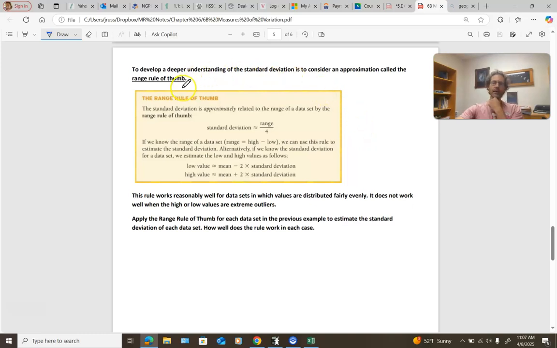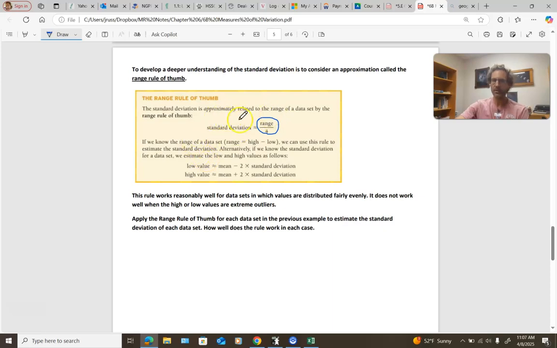There's this rule of thumb. There's an easy way to get an estimate for the standard deviation without actually having to calculate it. This might be handy if you were always trying to find the standard deviation by hand. As you can imagine, that would be very burdensome. And so this is the rule: the standard deviation will approximately be equal to the range of the data set divided by 4.